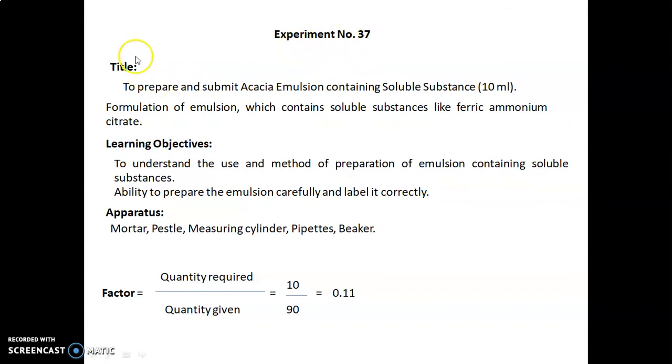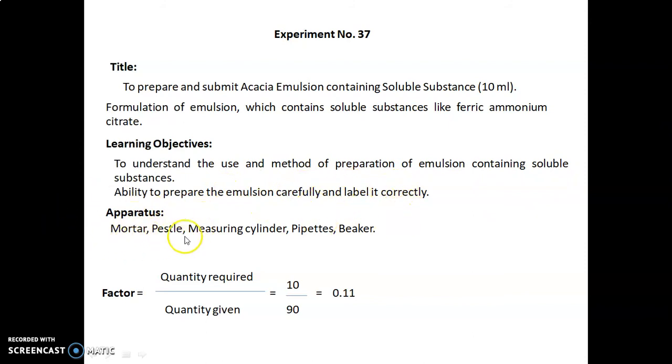Experiment number 37. Title of this experiment is to prepare and submit the acacia emulsion containing soluble substance, that is 10 ml. This is the formulation of emulsion which contains a soluble substance like ferric ammonium citrate. Learning objectives are to understand the use and method of preparation of emulsion containing soluble substances and the ability to prepare the emulsion carefully and label it correctly.